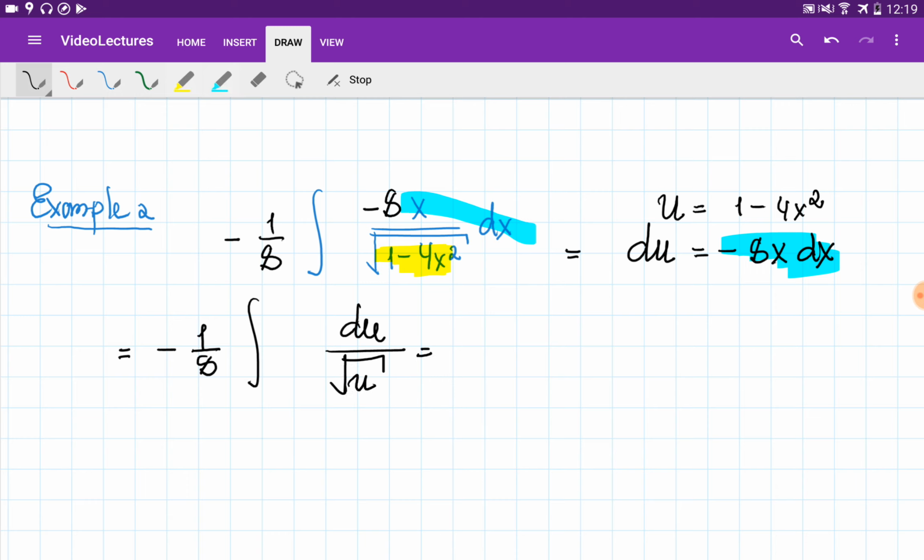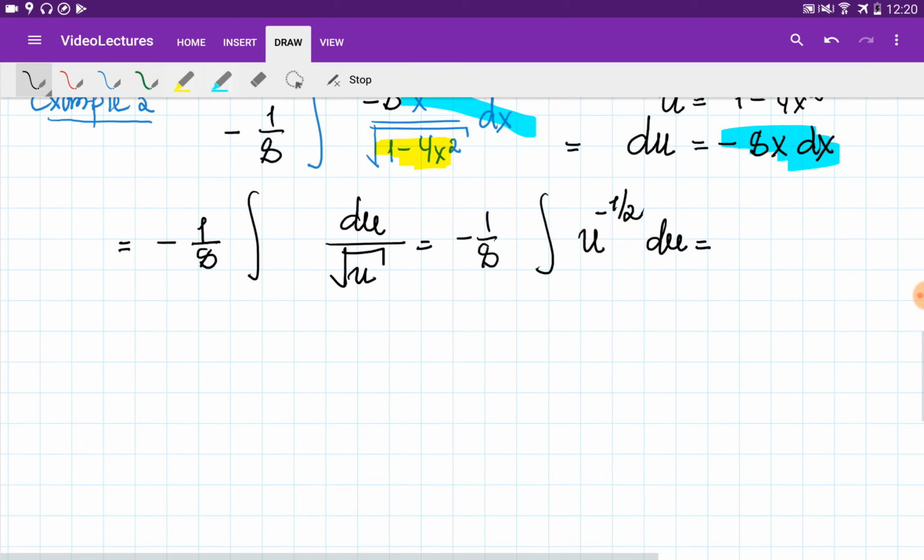I'm going to rewrite it in a slightly different form in order to integrate this much more easily. It's going to be 1 over 8 integration of u to the power of minus 1 over 2, right? So we know that the square root of u is u to the power of 1 over 2, and we have to put the minus because this u is in the denominator. We have to integrate this with respect to u now.